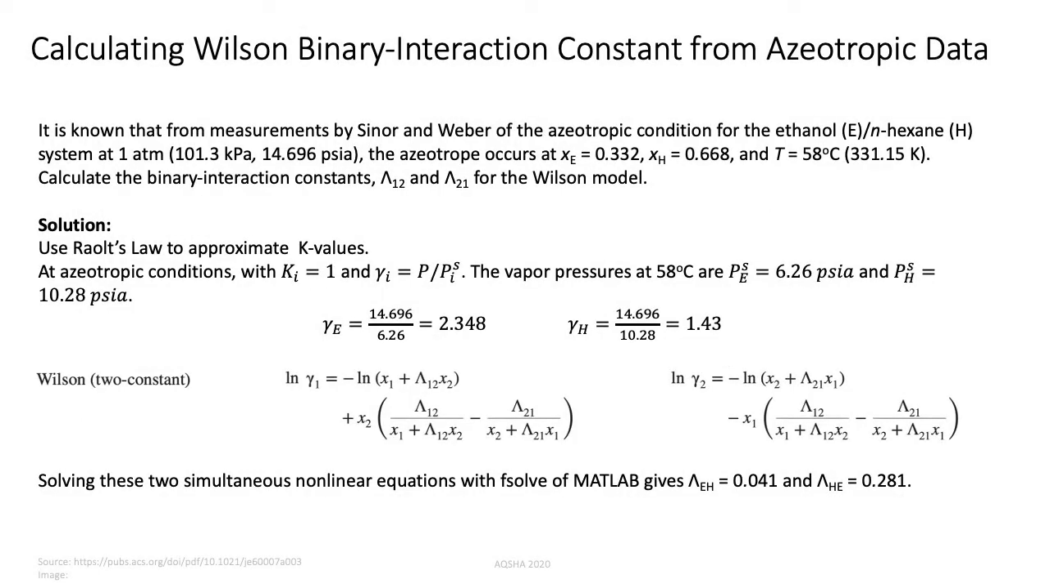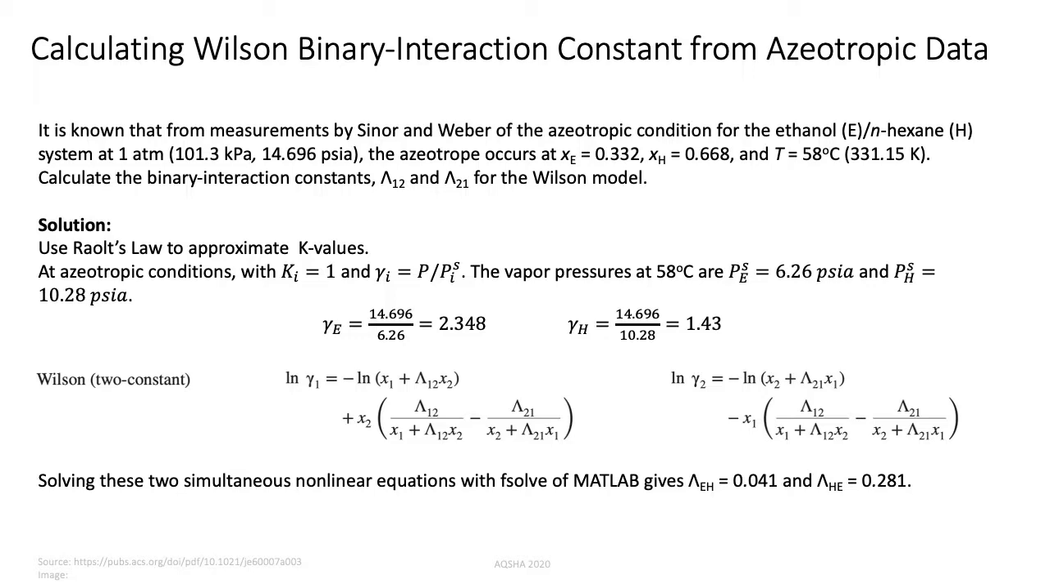So now let's try an exercise to do a calculation of binary interaction constants for the Wilson model. So in here we're going to use the azeotrope data that occurs at XE 0.332 and XH of 0.668 at the temperature of 58 degrees Celsius. So if we have these constants, then we can plot the activity coefficient curves. We can predict this by ignoring the temperature variation of the binary interaction constant.